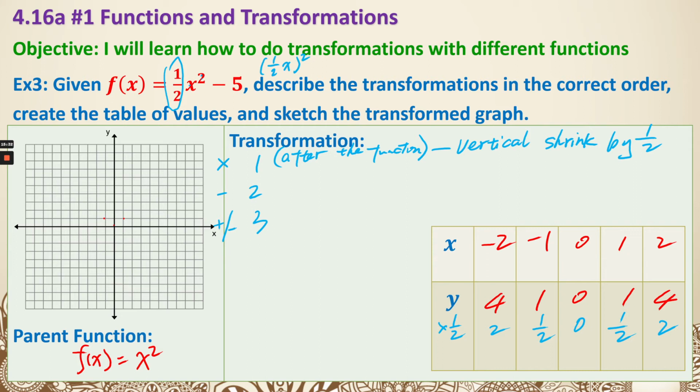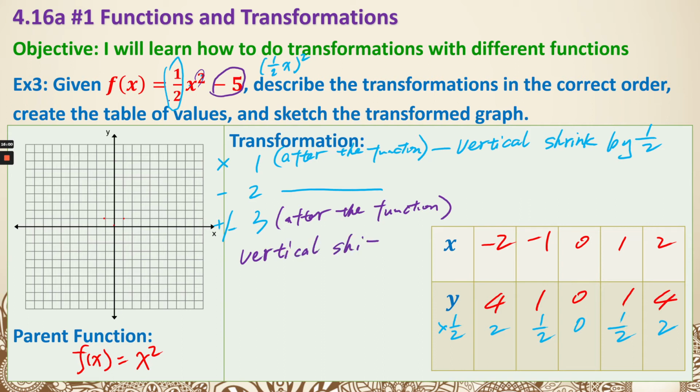Next, we're going to see if there's a negative sign in front. Clearly, there's no negative sign in the front. Lastly, we are going to check about the addition or subtraction. We have a -5. And you can clearly see we need to do the square first, then times 1/2, and at the very end, we're going to subtract the 5. So that is also happening after the function again. So that means it's going to be a vertical shift, because after the function is always a vertical. So -5, so it's a vertical shift down by 5.